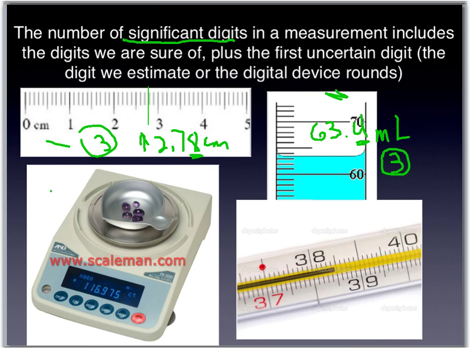Now, on a digital balance, it's easy. They would do the rounding for you. So this mass right here would have 6 significant digits. Here's another digital thermometer, and this appears to be between 38.4 and 38.5. About halfway, 38.45 degrees Celsius. Therefore, we had to estimate that one. That's 4 significant digits.